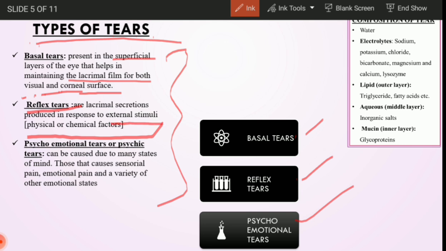Now we have the psycho-emotional tear. As the name suggests, here the tear secretion occurs whenever there is some kind of emotional or psychological interference. When we experience the emotion of joy, tears of happiness, tears of grief, or memories of missing someone, or anything like that, in such situations this psycho-emotional tear occurs.